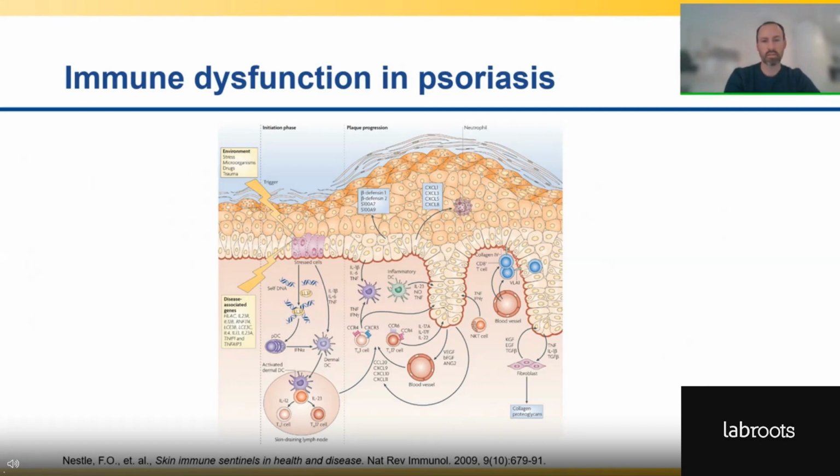Psoriasis is another inflammatory skin condition that we were interested in studying. Psoriasis affects 2 to 3% of the population, and although its etiology is not completely known, it involves environmental factors such as stress, microorganisms, drugs, and trauma, in addition to disease-associated genes such as IL-12, IL-4, TNF, and IL-23. Stress cells are thought to release self-DNA and LL37, which complex to activate plasmacytoid dendritic cells and initiate an inflammatory cascade.